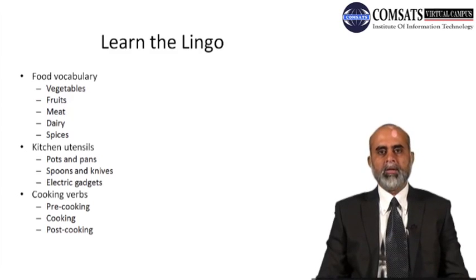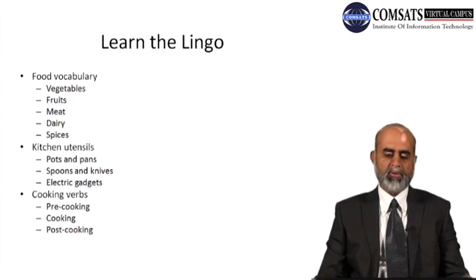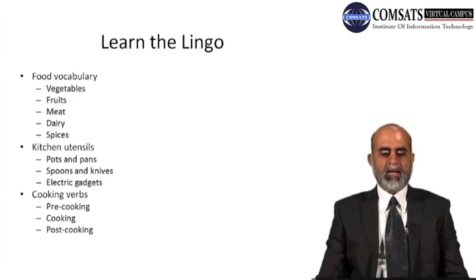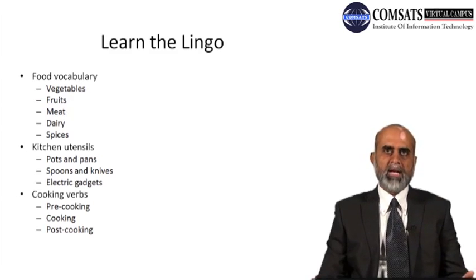Okay, then you need to learn the names of the gadgets and the pots and pans that you use while you are cooking. These are called kitchen utensils. Okay, so you need to know what are the English names of these pots and pans and spoons and knives. And nowadays there are lots of electric gadgets that are used in cooking. We need to learn that as well.